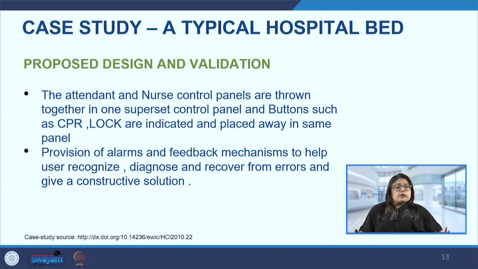So now their functions were clubbed together, and at the same time there was a provision of alarms and feedback mechanism, so that would help the user to recognize, diagnose and recover from errors and give them a solution, so that the errors were not taking place and cognitive load was also reduced.